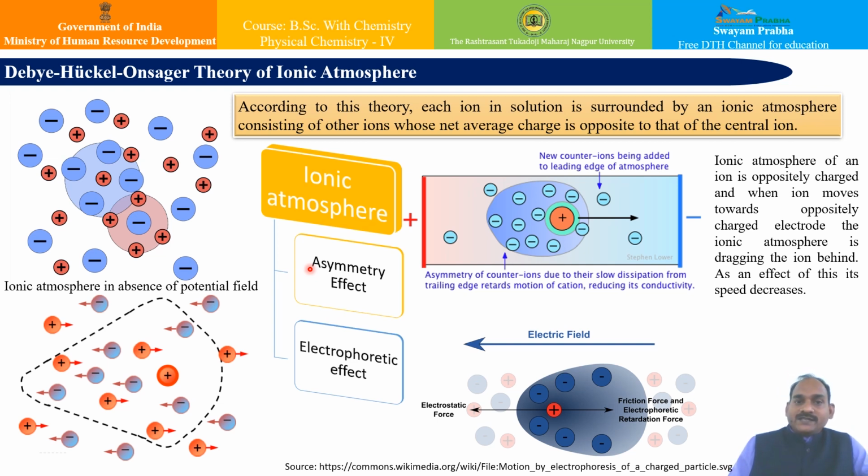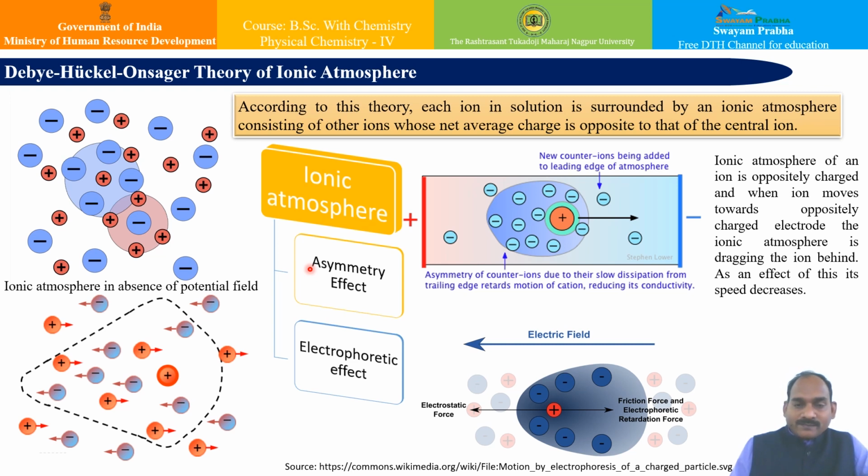So the asymmetry effect is due to the fact that any central ion and its surrounding atmosphere are oppositely charged. When the central ion is positively charged, it will distort the symmetry of the ionic atmosphere, which consequently leads to the experience of an opposite direction force when it is moving in one direction. So it will experience the opposite direction force that will slow down its speed.